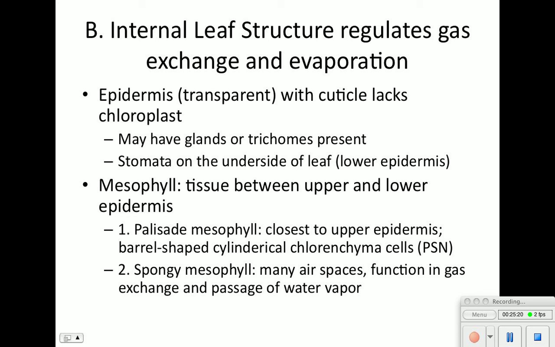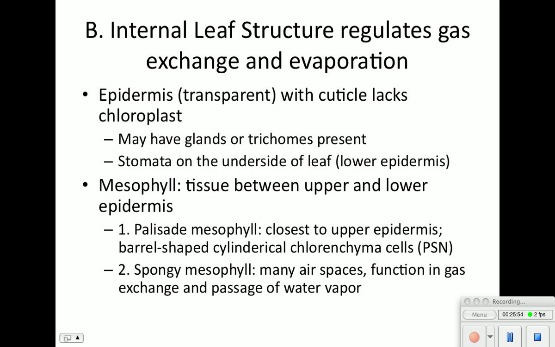So remember, we have that epidermis with the cuticle, and there's no chloroplast there. You may see trichomes on it. The stomata are always on the underside of a leaf near the lower epidermis, always underneath the leaf. And then in between the upper and lower epidermis is the mesophyll, so the middle part of the leaf. And like I said, there are two types of mesophyll, palisade and then spongy. The palisade part is where photosynthesis actually takes place. Spongy is more for gas exchange and passage of water vapor.